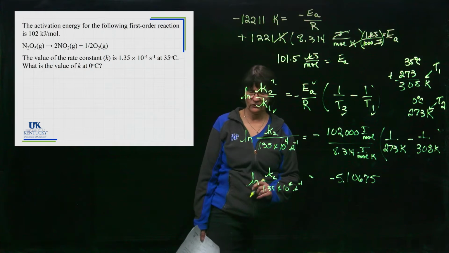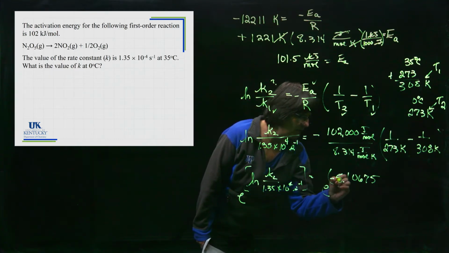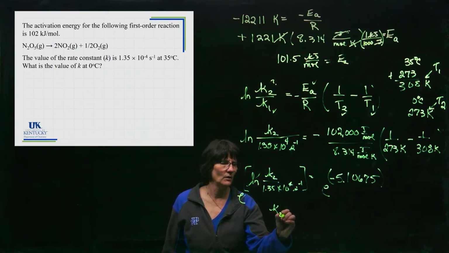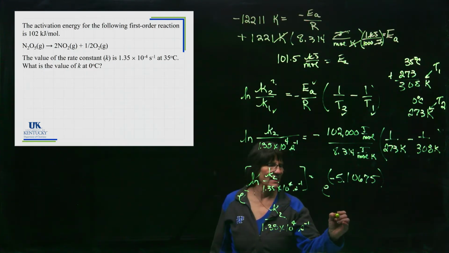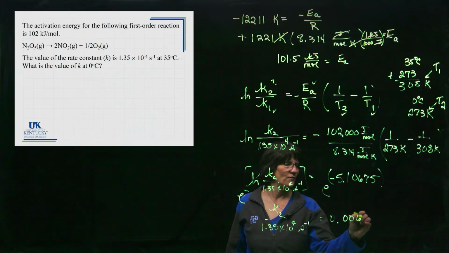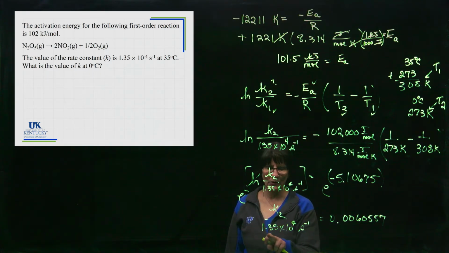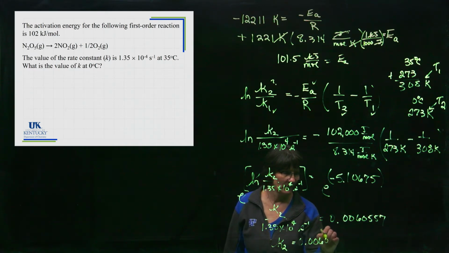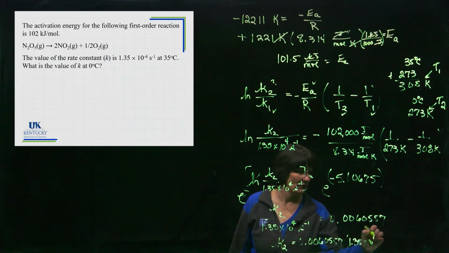So I need to get rid of this natural log next. The way I do that is to take e to both sides, the e of this and the e of this. That's going to get rid of the natural log, and that's going to leave me with K2 over 1.35 times 10 to the 4th seconds to the minus 1, and that is equal to 0.0060557. This is a unitless number. Still trying to solve for K2, so what do I do? I multiply both sides by that denominator. So K2 is this value times the 1.35 times 10 to the 4th.